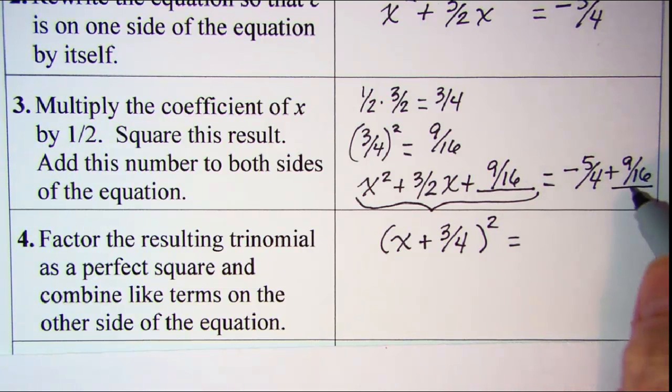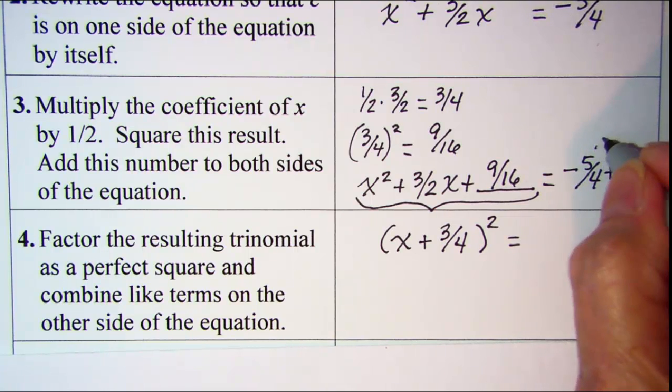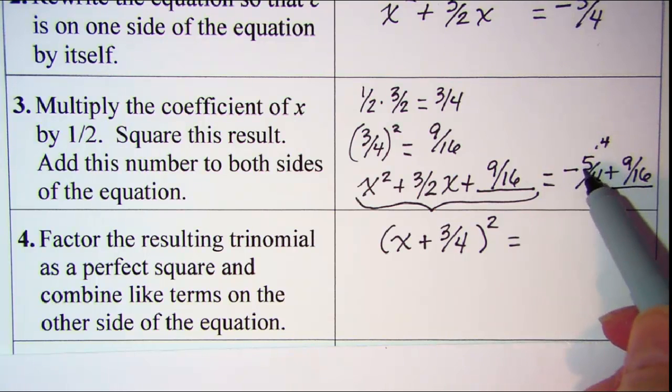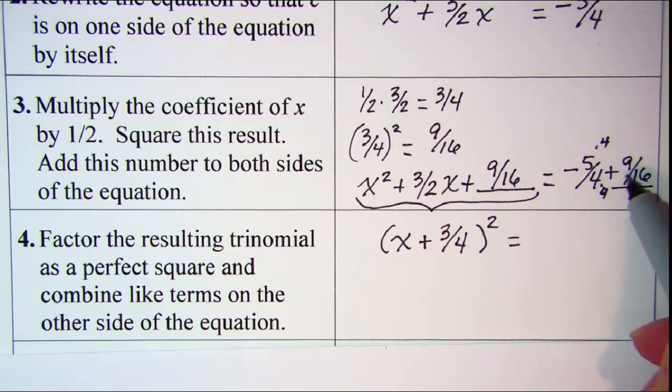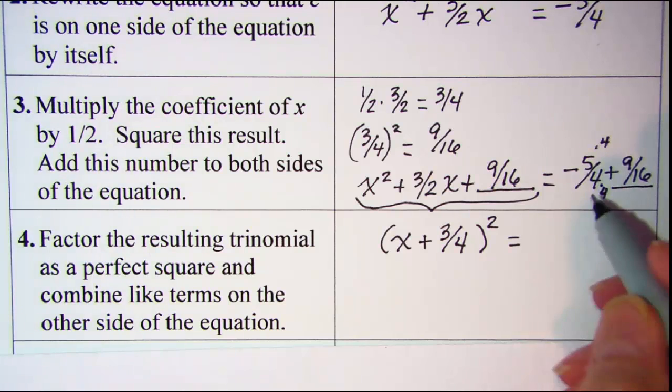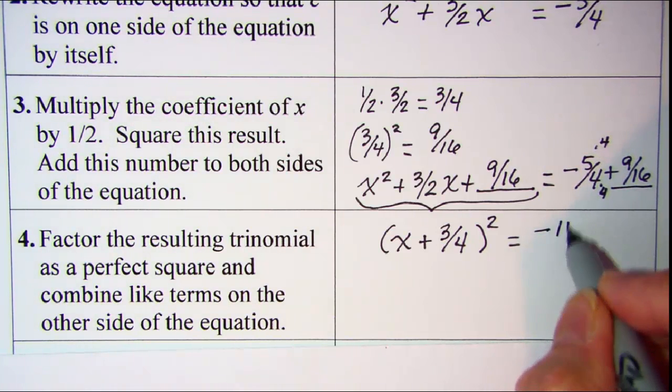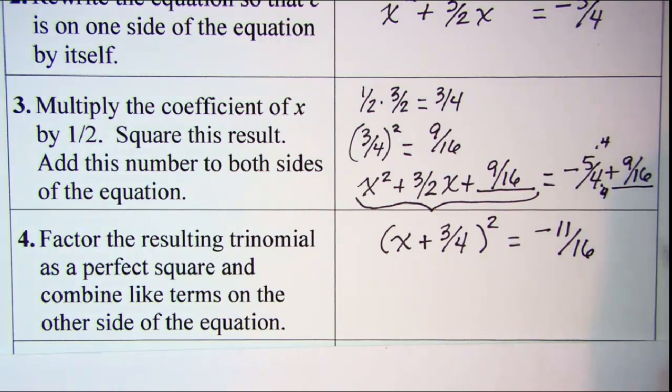Also, I need to combine like terms on the other side. I'm going to need a common denominator. It looks like 16. So I'll multiply top and bottom of this fraction by 4. And I have a negative 20 over 16 and a positive 9 over 16, that'll give me negative 11 over 16.